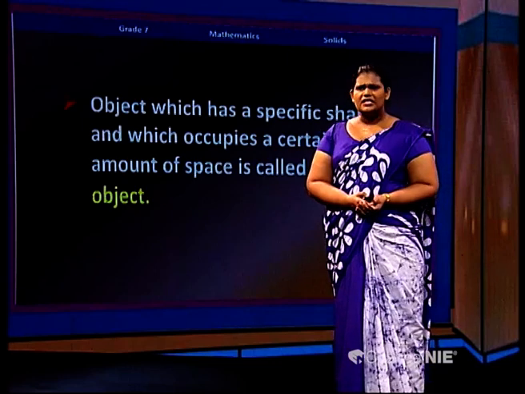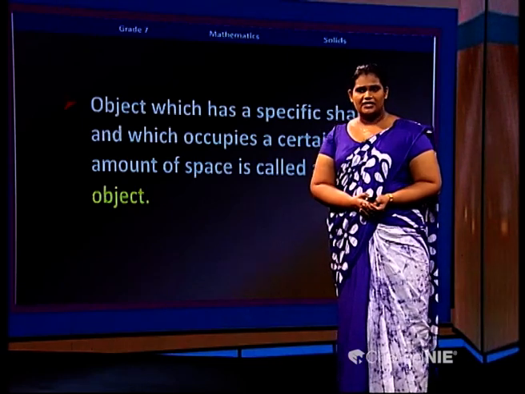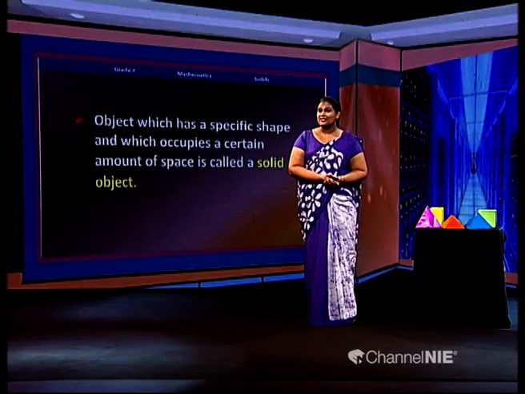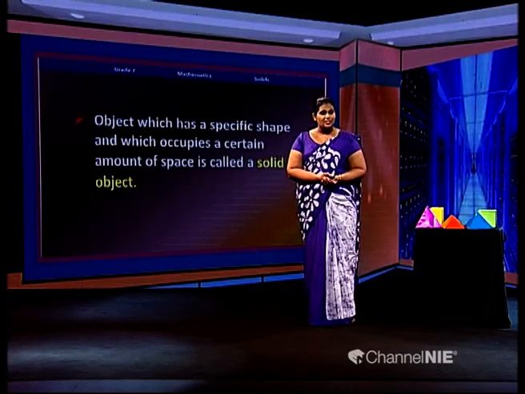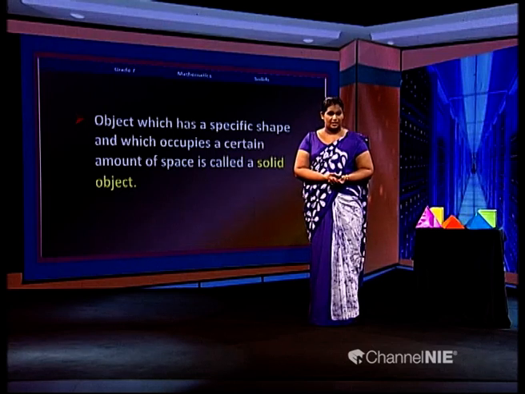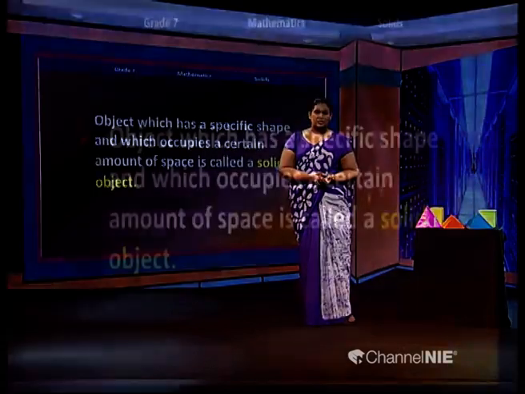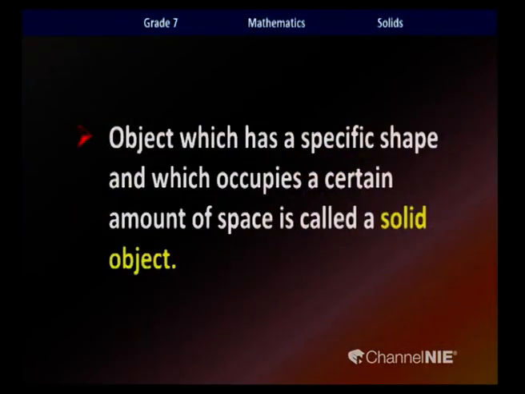So, what is a solid? Shall we define the solid? As you have learnt in science, solids should have a certain shape and occupy a certain amount of space. So, we can define a solid as follows: an object which has a specific shape and which occupies a certain amount of space is called a solid.